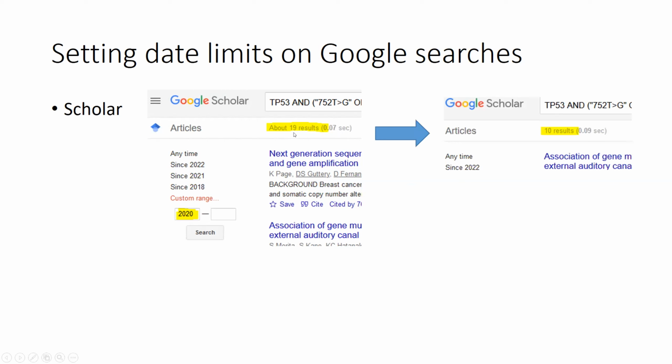Again, 19 is not terrible. It's not thousands of papers, but let's be efficient where we can. I think it's fine to limit your search range to the last time point that the variant was vetted.